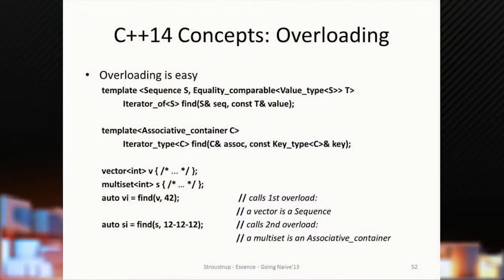Overloading is fairly easy. We have two versions of find, one for sequences and one for associative containers. If I take a vector and a multiset, I try to find something in a vector. It will find the first overload and go and search along. For the second one, it'll notice it's an associative container. It'll pick the second one and it will do the search in the associative container, which is certainly not a linear search through it. That works.